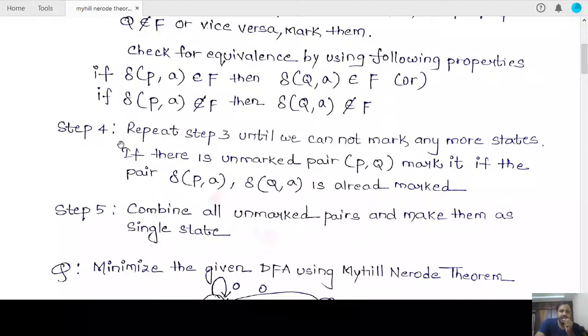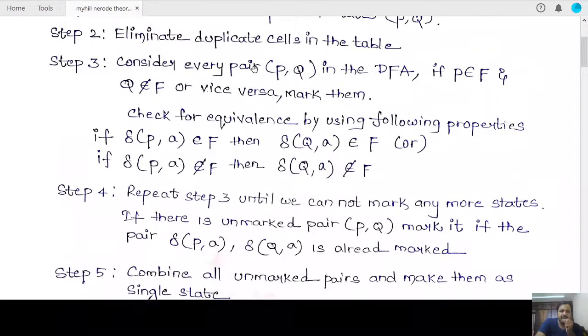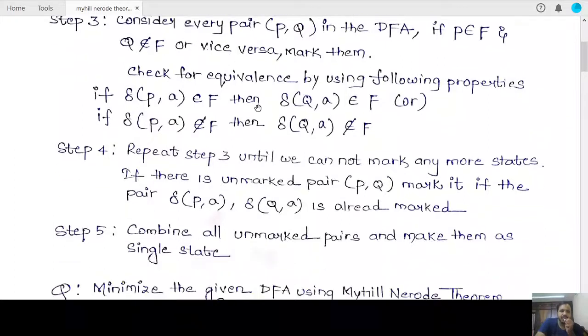Step 4 is to repeat step 3 until we cannot mark any more states. We apply step 3 for marking the pairs of states in the table, and as long as we have unmarked pairs, we repeat step 3. If we are not able to mark any more states in the table, then the process ends.